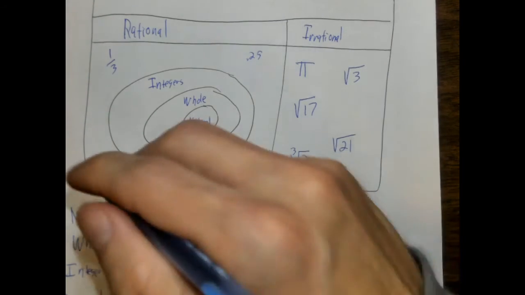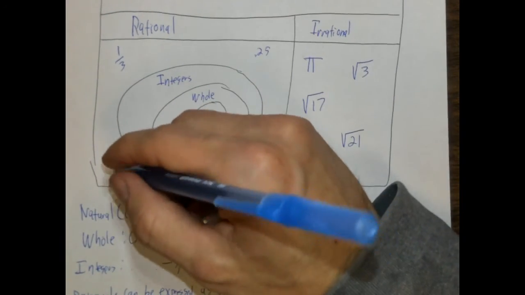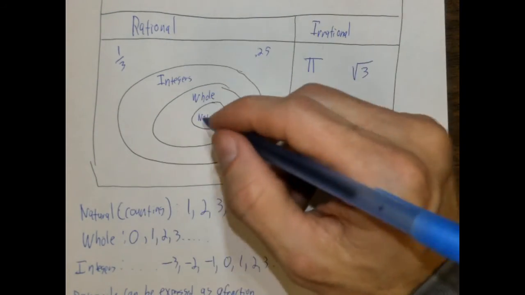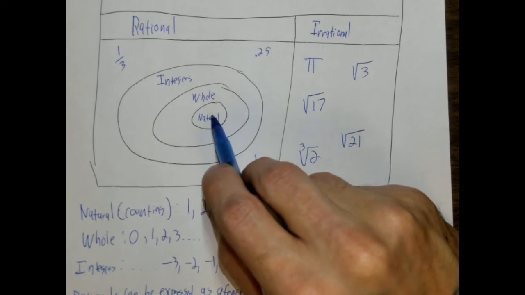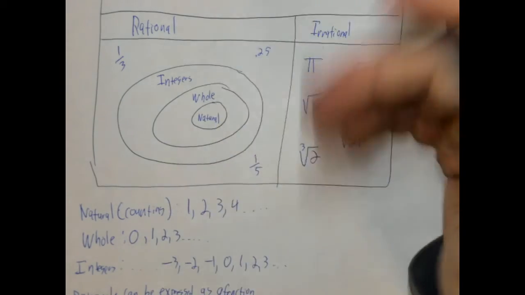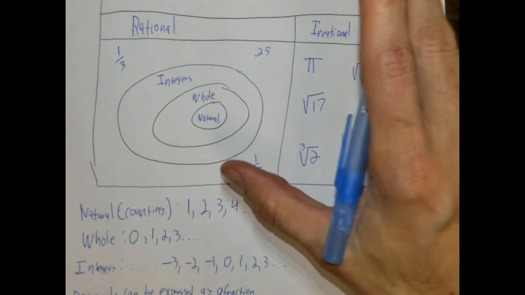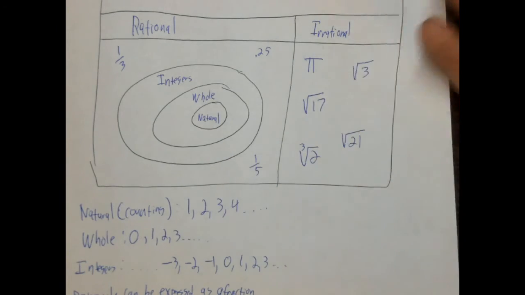Doesn't mean it's irrational. So for example, we could have the square root of 4, and that would actually be considered a natural number because when you simplify it, it would be 2. But square roots are not necessarily going to be irrational, because you have to simplify it to see what you get.